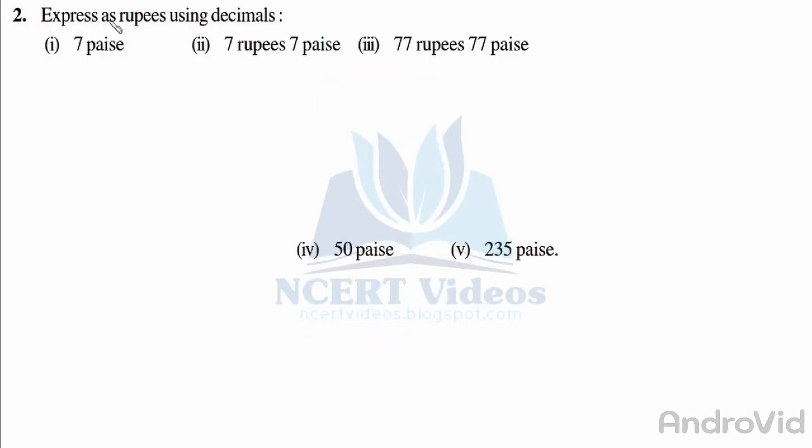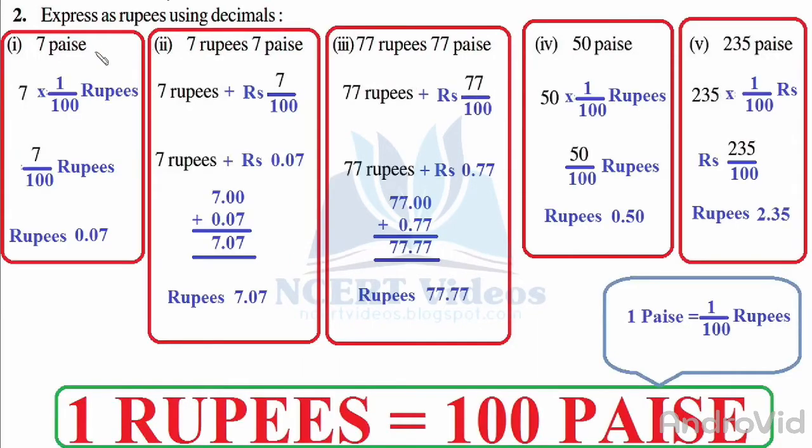Second, express as rupees using decimals. The first is 7 paise, second is 7 rupees 7 paise, third is 77 rupees 50 paise. The last one is 235 paise. Here we have 7 paise. We know very well that 1 rupee is equal to 100 paise. Therefore, what does it mean?